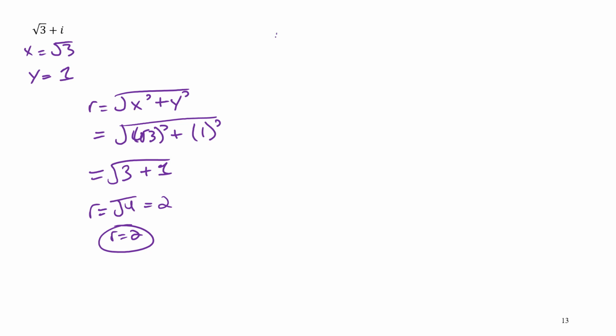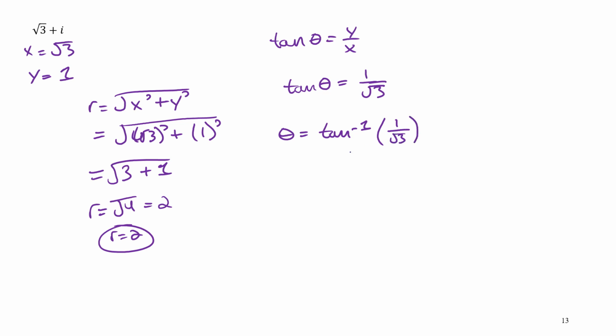Then we go for our angle. So we know that tangent of theta is equal to y over x, and x cannot equal 0. We get tangent of theta is equal to 1 over square root 3. Theta would equal the inverse of tangent of 1 over square root 3, and this would just equal pi over 6, or 30 degrees. But I'm going to leave it in terms of radians.